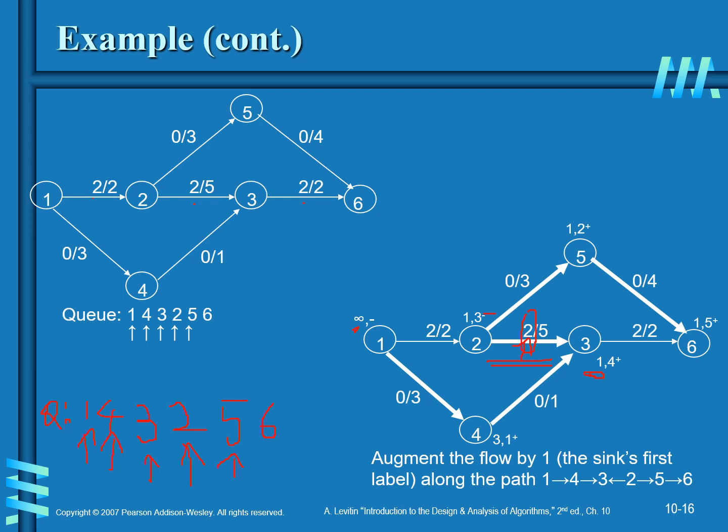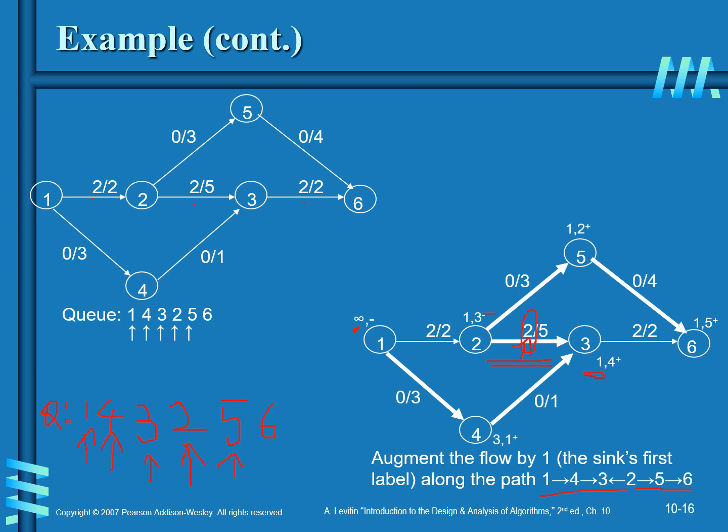So the augmenting path is 1 to 4, 4 to 3, but 3 to 2 is backward. Then 2 to 5, 5 to 6. That's what they have given. 5 to 6 increase the current flow. 2 to 5 also increase the current flow. But between 2 to 3 you have to decrease the flow. 4 to 3 increase. 1 to 4 also increase.